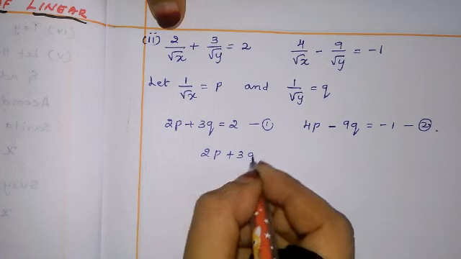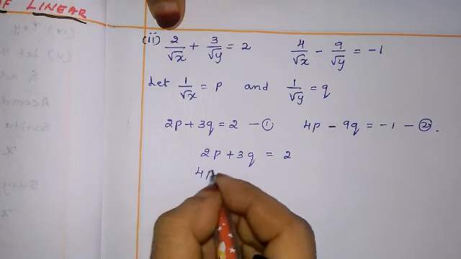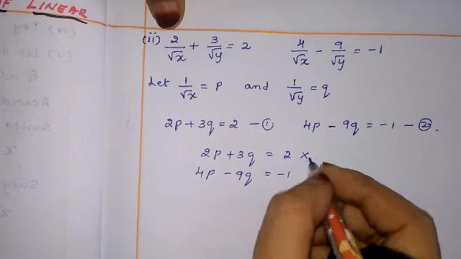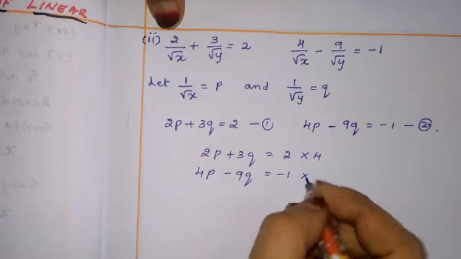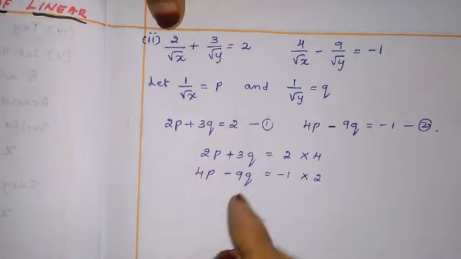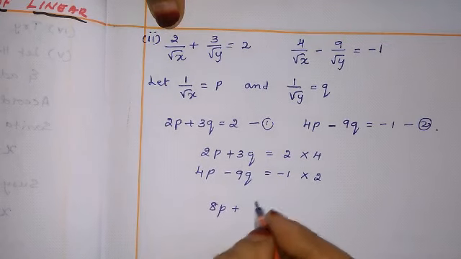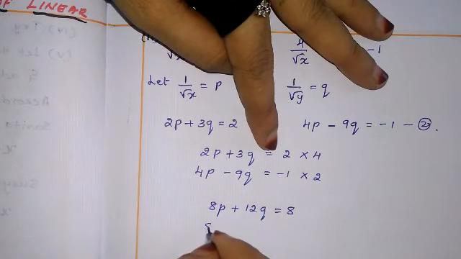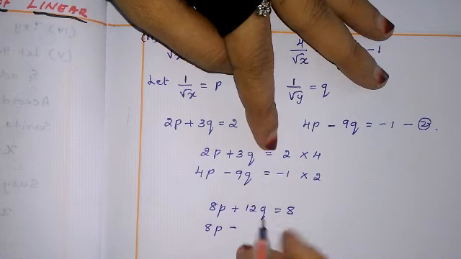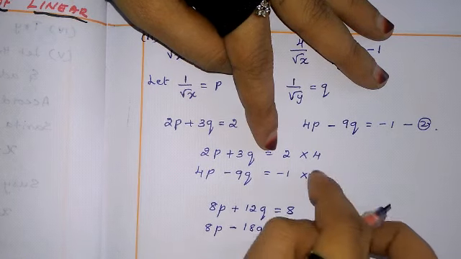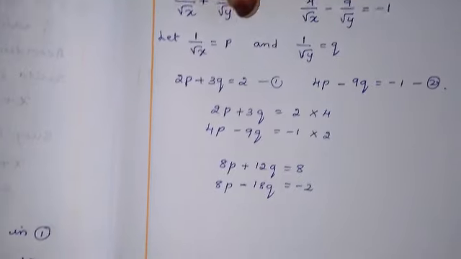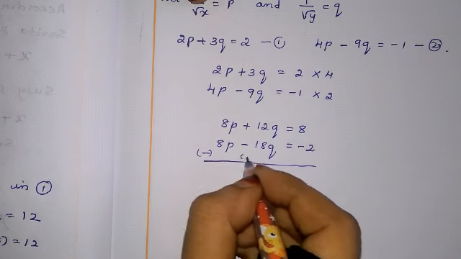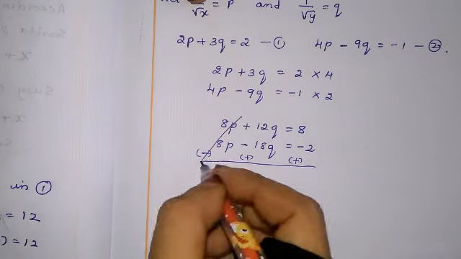2p plus 3q is equal to 2. 4p minus 9q is equal to minus 1. See, nothing can be eliminated, so let us multiply equation 1 by 4 and equation 2 by 2. 4 2s are 8p plus 4 3s are 12q is equal to 4 2s are 8. 2 4s are 8p minus 2 9s are 18q is equal to 2 1s are 2. Okay. Now we can eliminate 8p, but the signs are same, so let us subtract. This will be plus, this will be plus. This is eliminated.